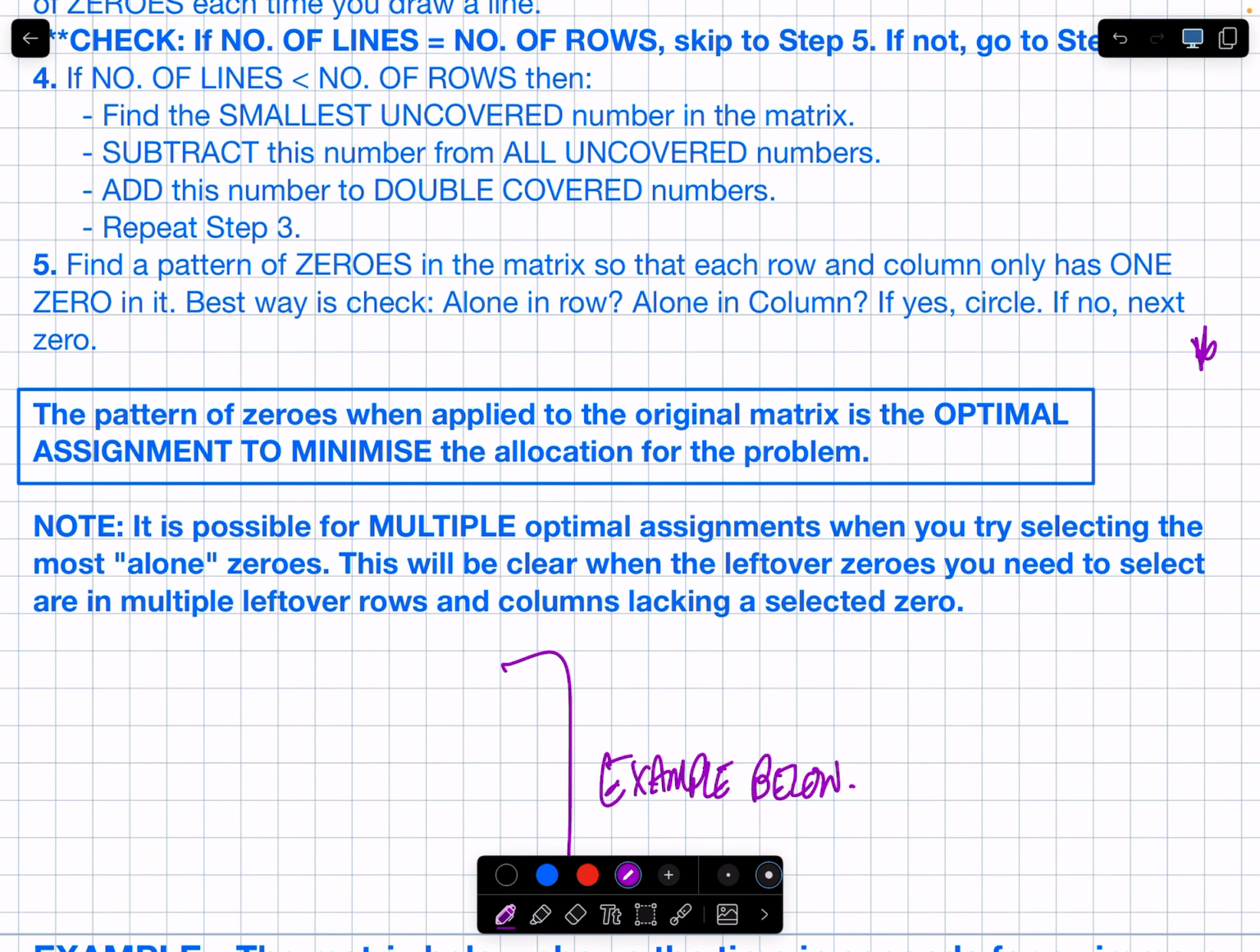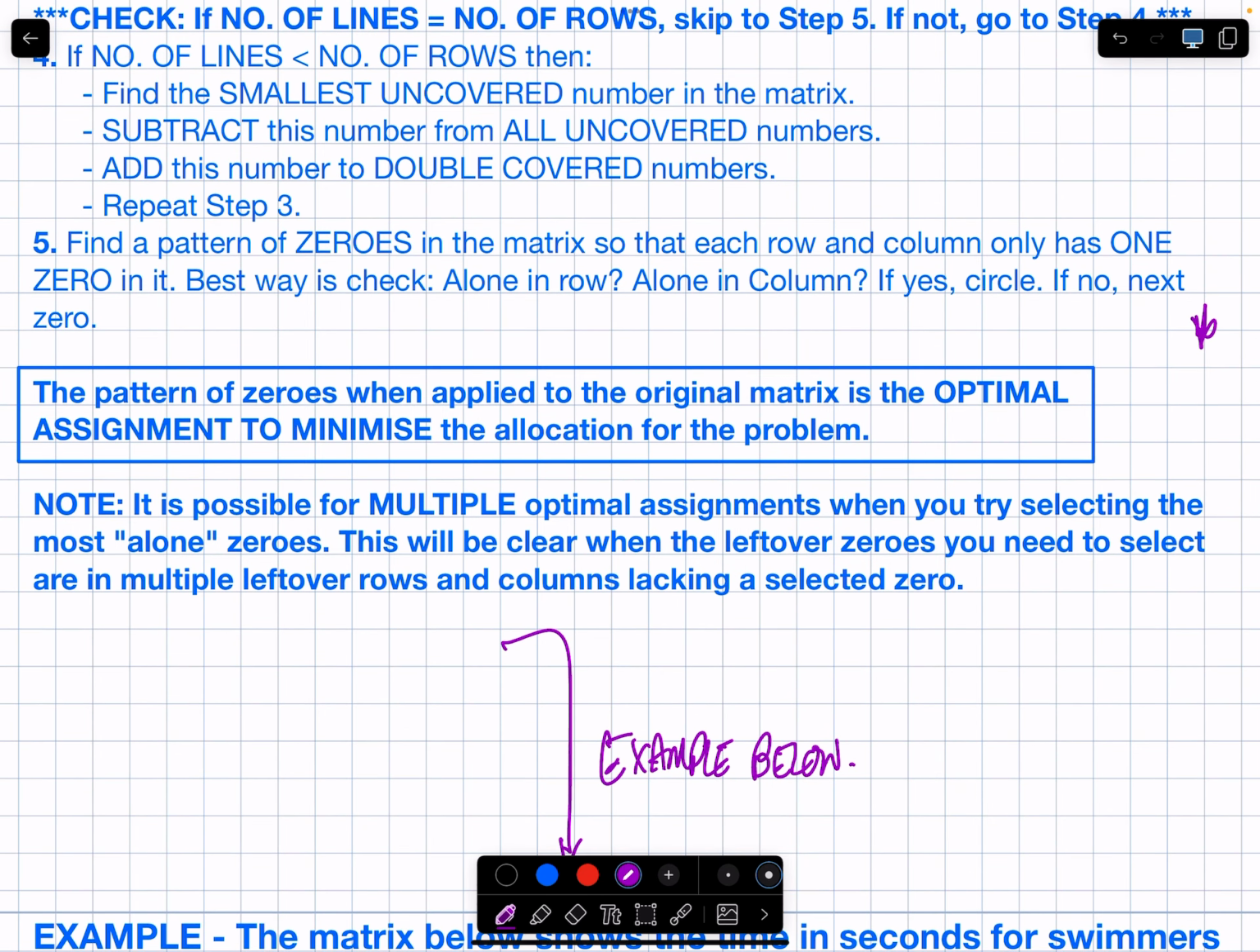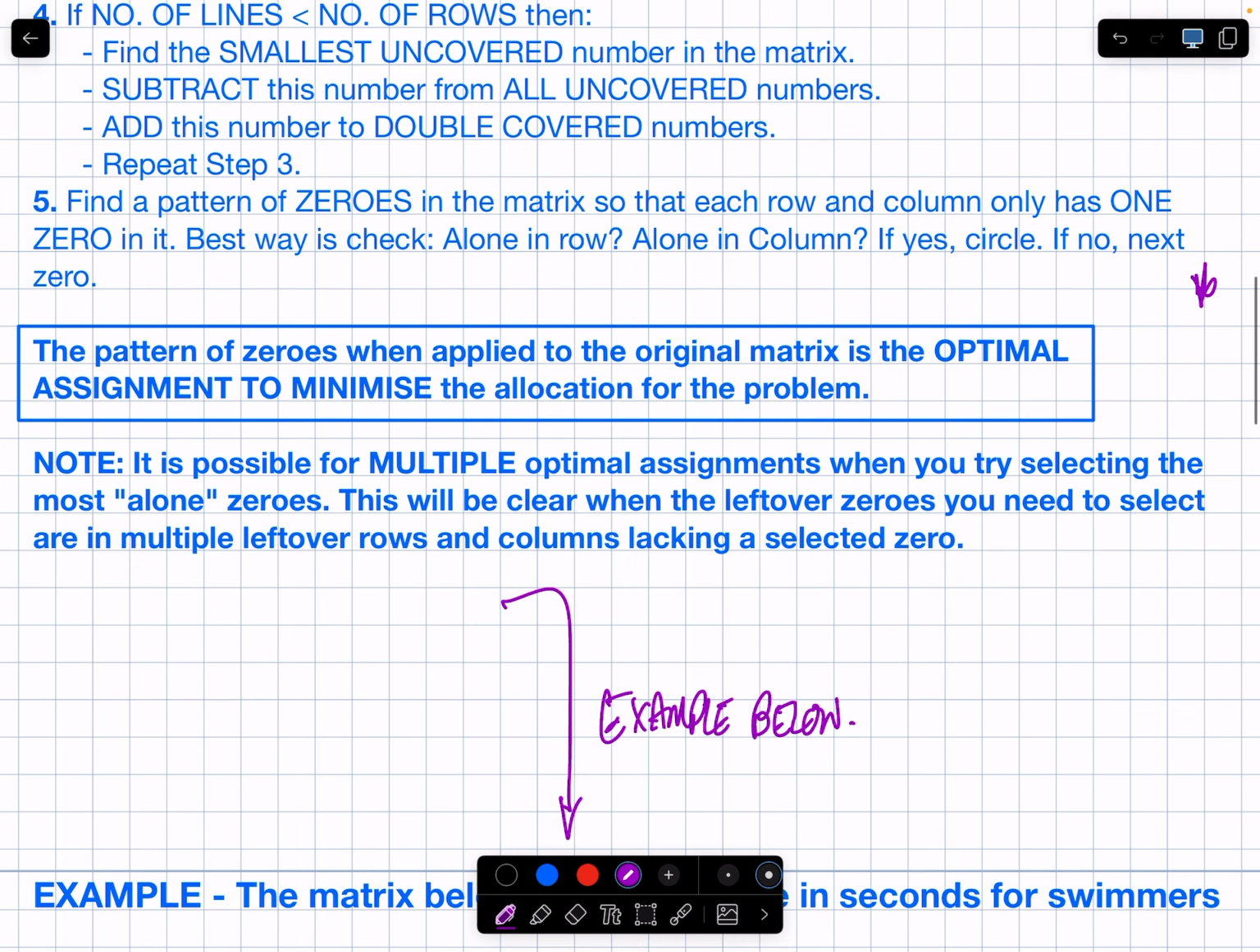So now we can do step 5, which was find a pattern of zeros in the matrix so that each row and column only has 1 zero in it. What is my best way of checking? Because I'd never done this maths before, so I was like, what the hell is this? I needed to make rules. My best approach was, think about this. Is it alone in its row? Is it alone in its column? If yes, you circle it. If not, you move on.